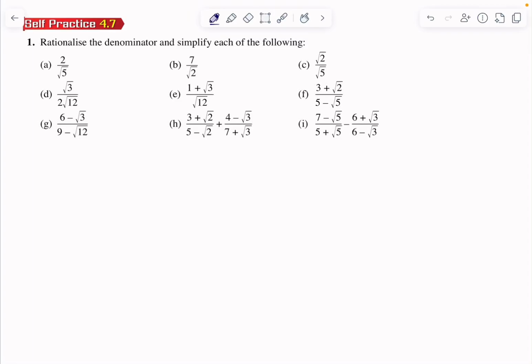Self-practice 4.7 question 1. Rationalize the denominator and simplify each of the following. When they say rationalize, that means your denominator cannot have a surd. The numerator can have a surd, but the denominator cannot. So you need to get rid of the surd.